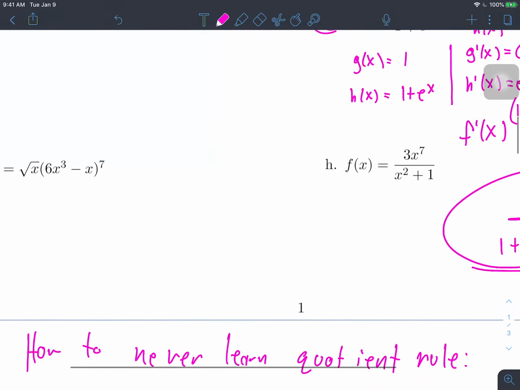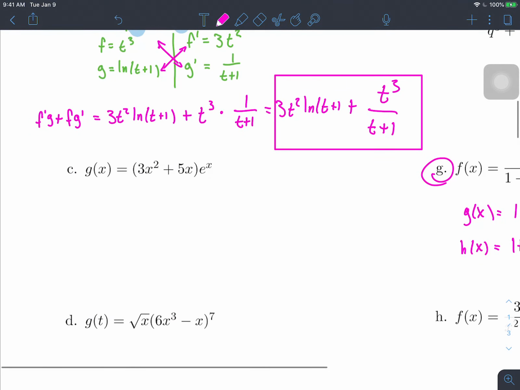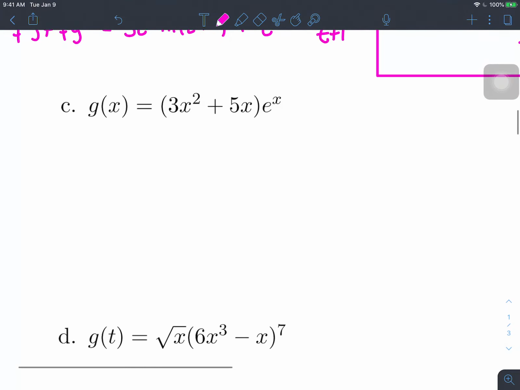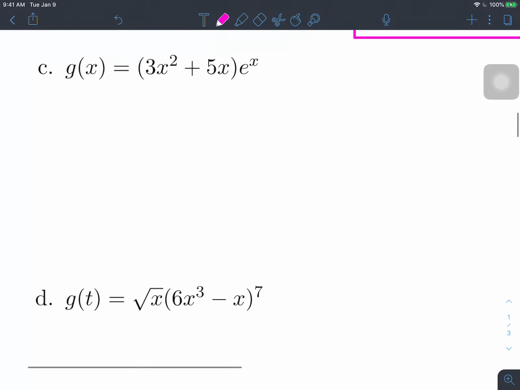All right, I've got 2 minutes. I'm going to do one more problem. We'll do this product rule problem. Should go pretty quick. All right, g of x is a product of functions. What are the two functions being multiplied? x squared plus 5x and e to the x. Perfect. So here's where I should draw my line.